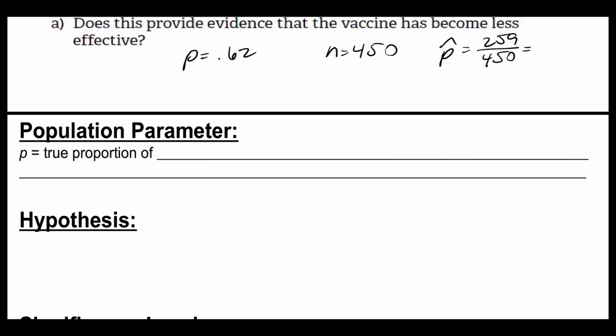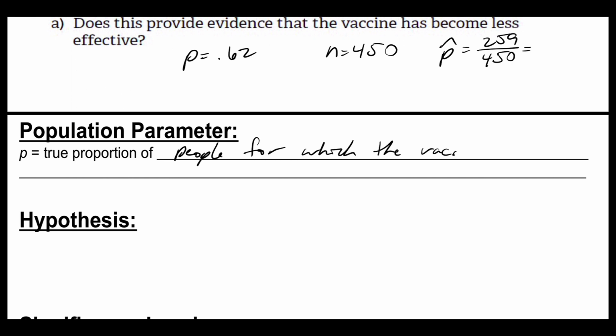The true proportion of people for which the vaccine was effective. There you go. I like that word. Say it again. True proportion of people for which the vaccine was effective.